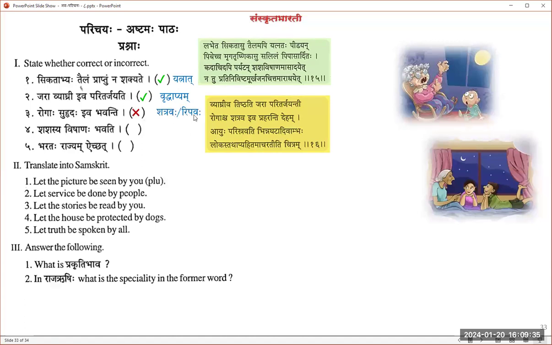Enemies. Shatravah, ripavah. Here, Shatravah iva rogaah bhavanti, shatravah, visargalopa. Iva praharanti deham. Shashasya vishanah bhavati. Incorrect. Again, rhetorically he said, Kada achidapi paryatan shashavishana masadayet. Impossibility of shashavishana. So, shashasya vishanah na bhavati. So, this is incorrect.